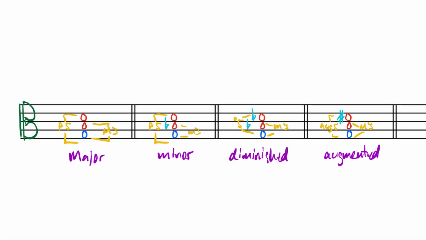So once again, in each example, we've used G as our root. In our major and minor triads, that root takes on a perfect fifth. The difference being that in a major triad, the third is going to be a major third, whereas in a minor triad, the third is going to be a minor third. In a diminished triad, we have that minor third, but in this case, it's framed by a diminished fifth, whereas in an augmented triad, we have an augmented fifth framing a major third.